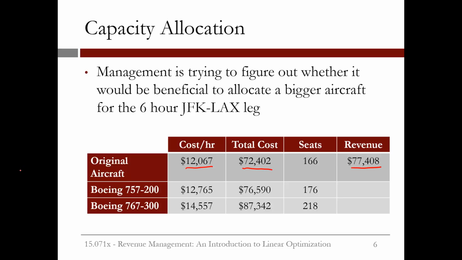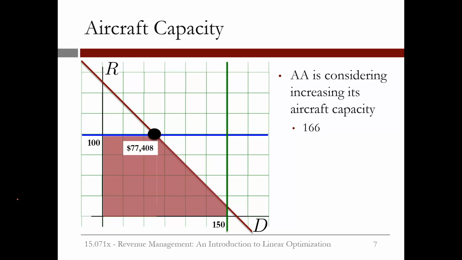If we increase the capacity of the aircraft to 176 seats, the total cost would increase to $76,590. But how much would this increase our revenue? And if we increase the capacity of the aircraft to 218 seats, the total cost would increase to $87,342. But how much would this increase our revenue? For our analysis, let's assume that the demand does not change.